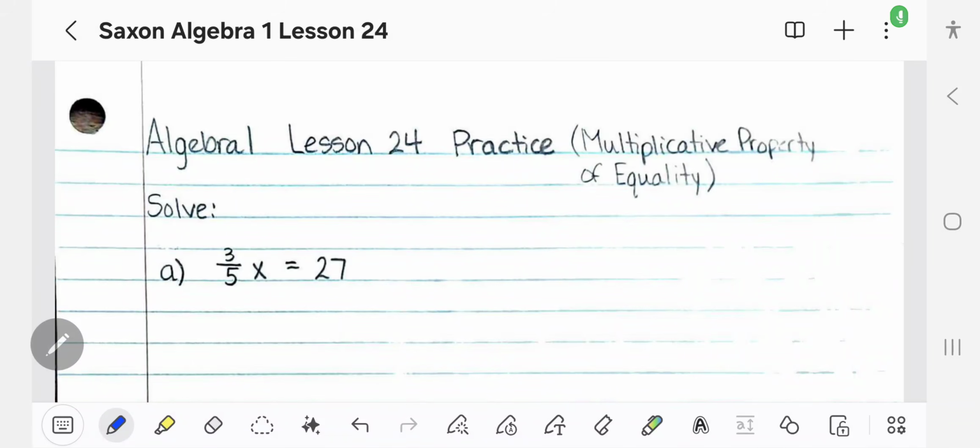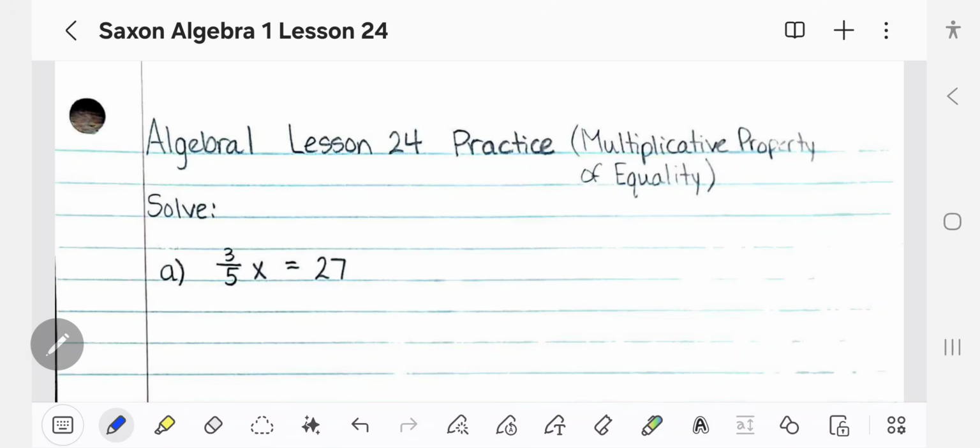This is Algebra 1, Lesson 24, Practice. These problems are going to be using the multiplicative property of equality to solve equations. You should try these on your own before you watch this video, or at least the first one.